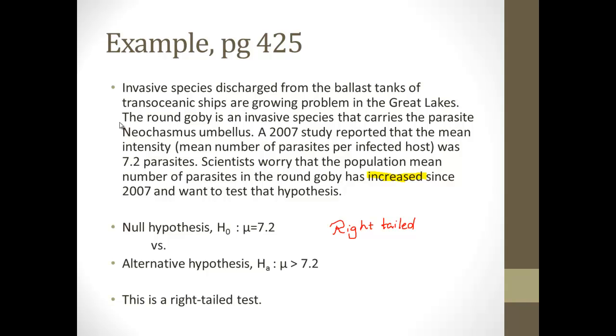test that hypothesis. Our null hypothesis is that the parasites have stayed the same, so mu equals 7.2. Since this is a right-tailed test because they say increased, the alternative hypothesis is that mu is greater than 7.2.